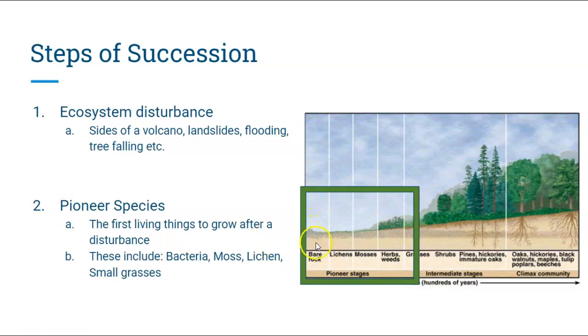And you can see this is the beginning, this is a disturbance, right? We're starting on bare rock here. And then lichens come in, you can see a little bit of green there, and then mosses start to come in, and then we start to get those herbs and weeds, and we're starting to get some life back into this area.